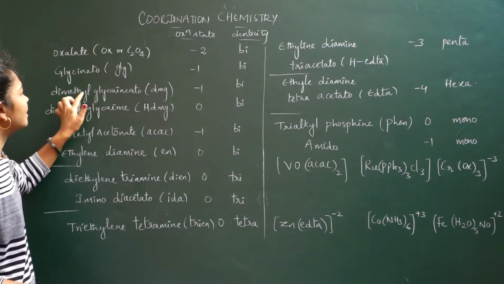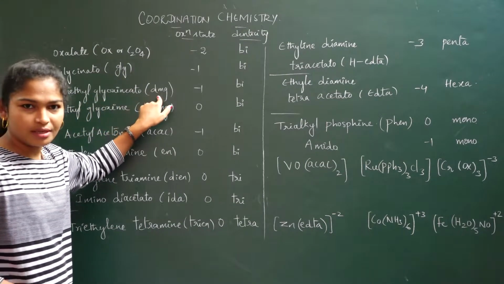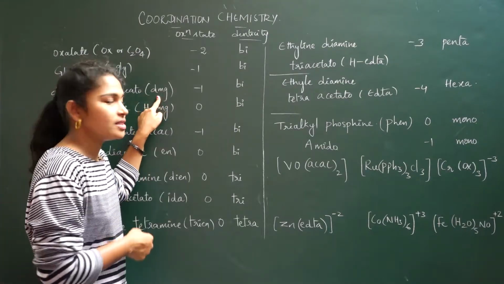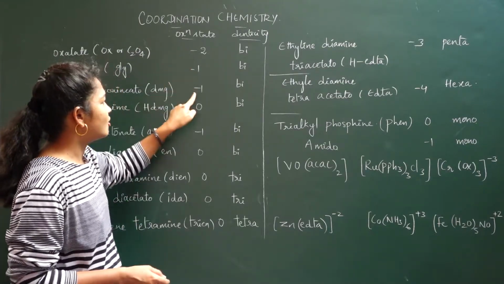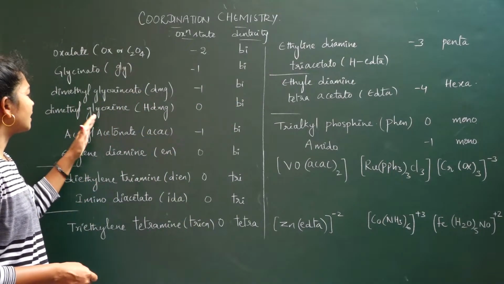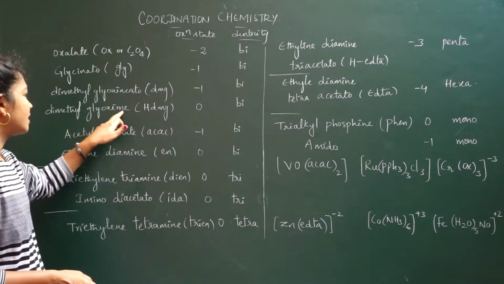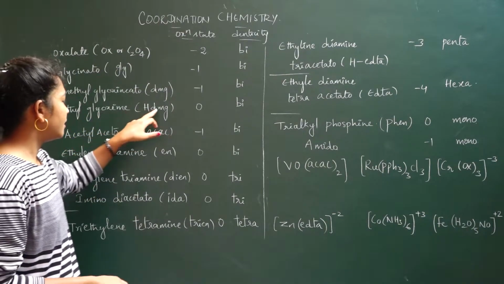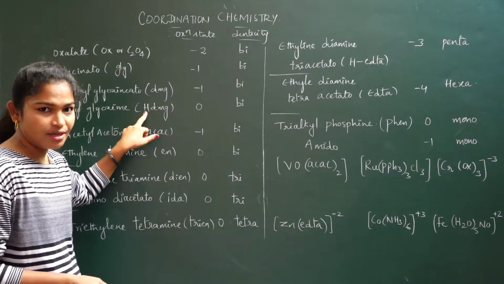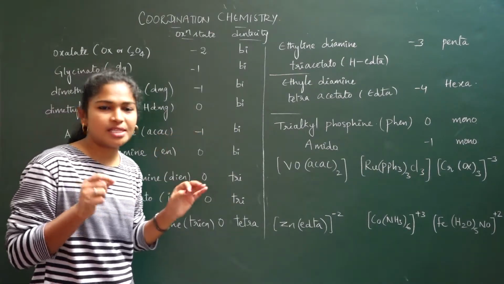Next, dimethyl glyoxymato. So DMG, mostly this compound we will see. It has a charge of -1 and it is bidentate. Dimethyl glyoxime, HDMG, oxime, glyoxime. So it has taken hydrogen again, so it has become 0. Suppose HDMG is there.